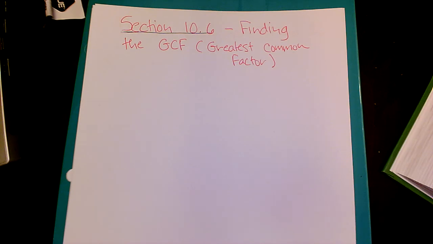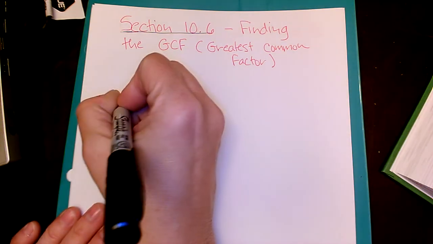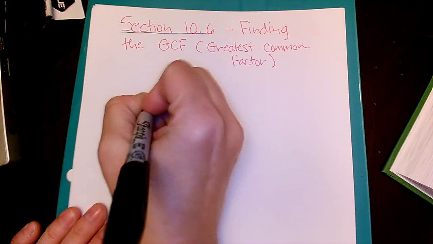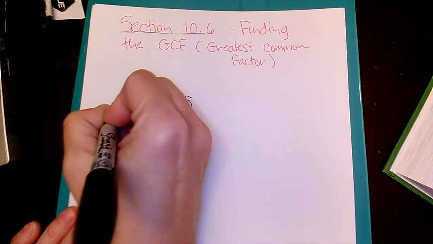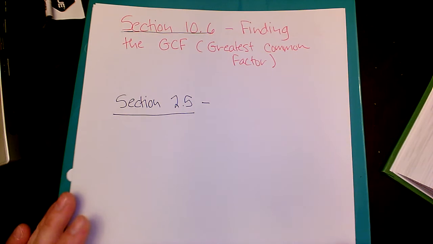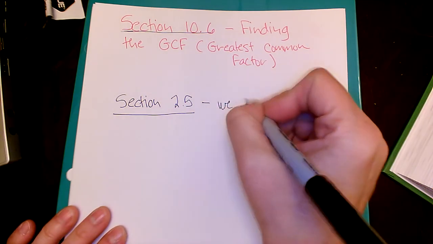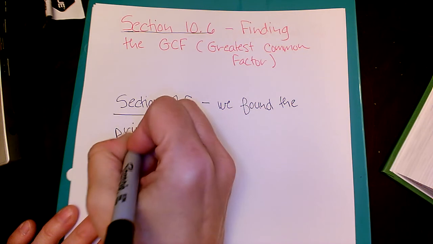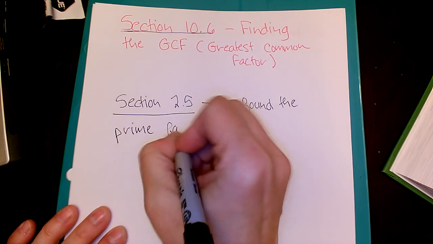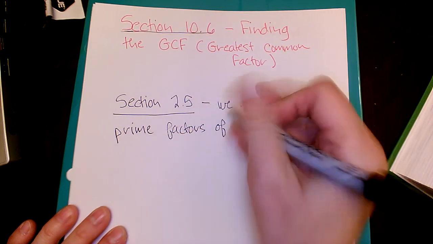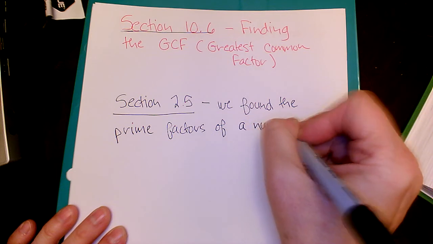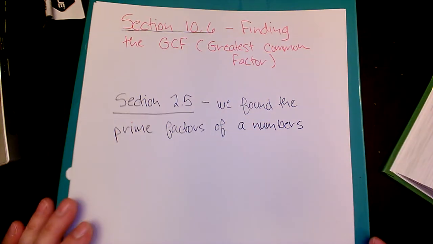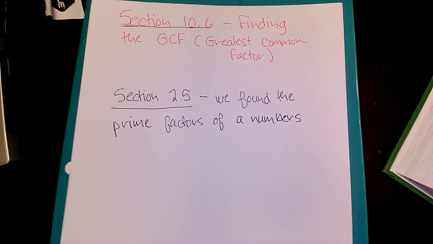And in the last section we did section 2.5, and we found the prime factors of a number and we used the factor tree. So I'm going to review a little bit of that before I go to 10.6 because you're going to need those factor trees to do 10.6.